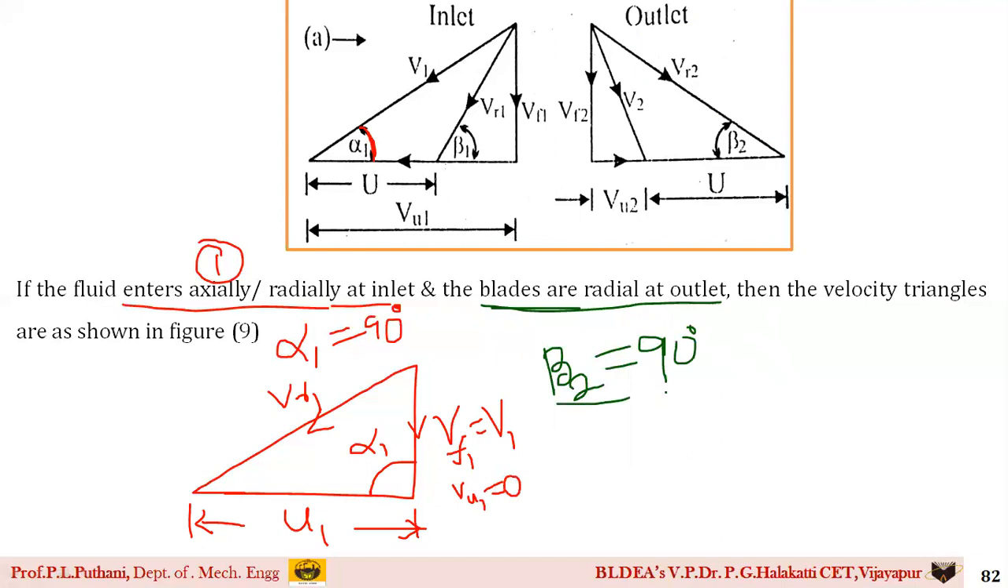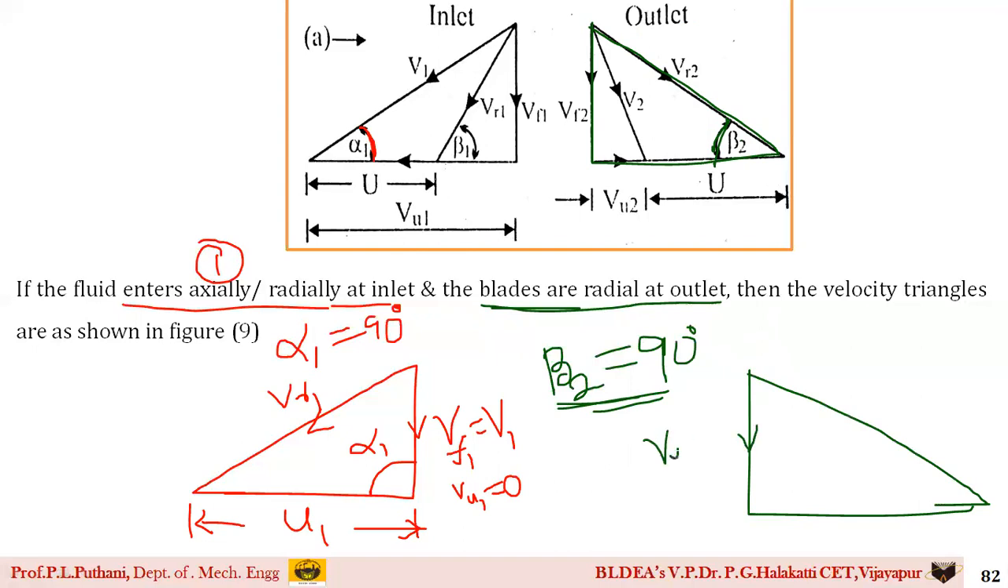Similarly, with the condition of beta 2 equal to 90 degrees, how will the sketch be? This is my outlet velocity triangle. Beta 2 equal to 90 degrees means I will have VF2 equal to VR2, because beta 2 is associated with the relative velocity VR2. This overlaps on VF2, and this is the absolute velocity at outlet, that is V2.